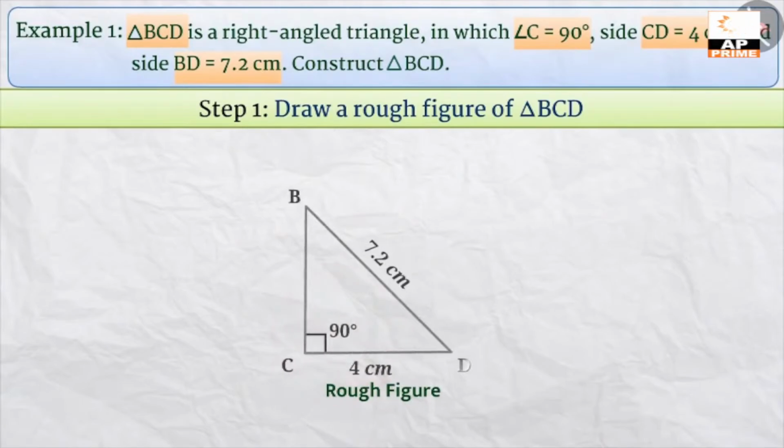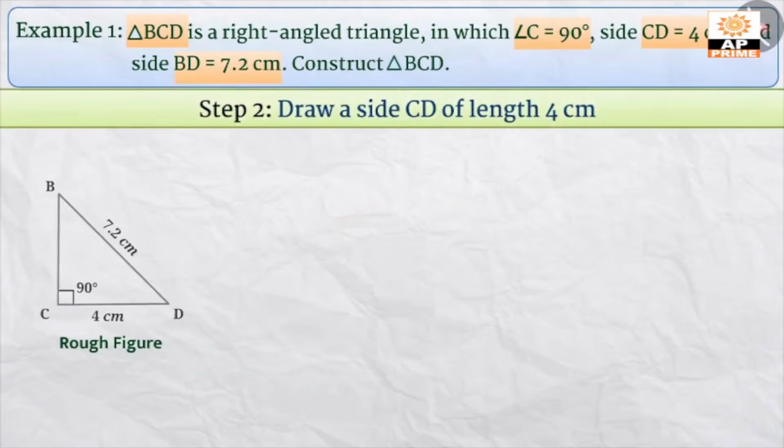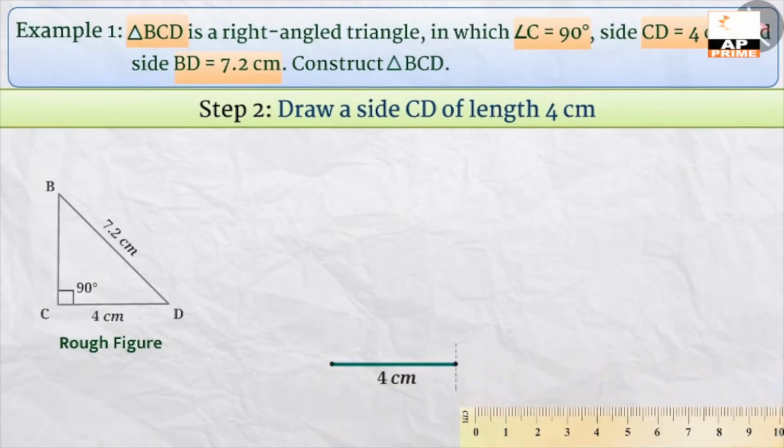From the rough figure, we come to know that in triangle BCD, the side CD is the leg and the side BD is the hypotenuse. So, let's construct triangle BCD with this information. Step 2. As is given in the question, the length of the side CD is 4 cm. So, with the help of a ruler, we will draw a 4 cm long line segment. This line segment is the side CD of triangle BCD.